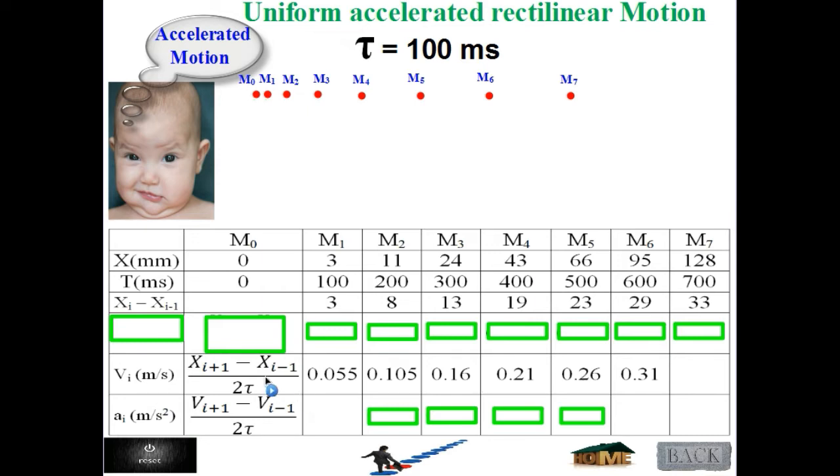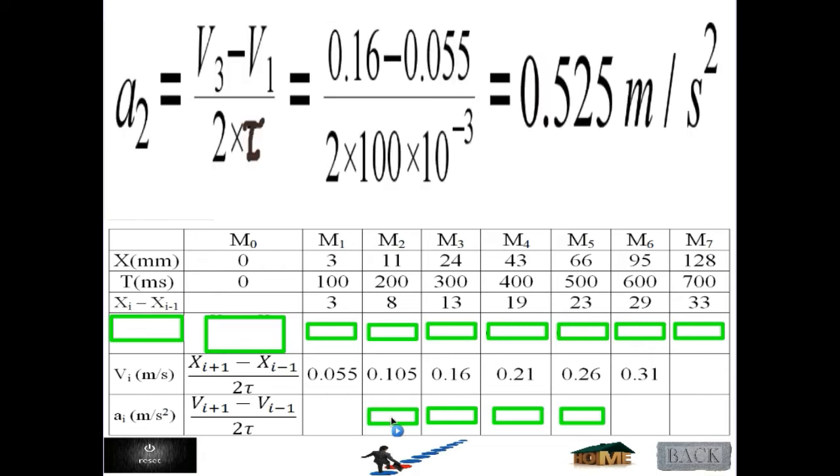A1, we don't have V0 because we need V2 minus V0. So we are unable to calculate A1, A6, and A7. We can calculate A2, which is V3 minus V1 over 2 tau. V3 is 0.16 minus 0.055, over 2 tau.